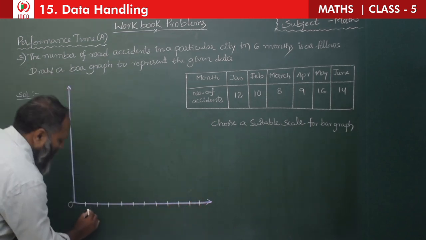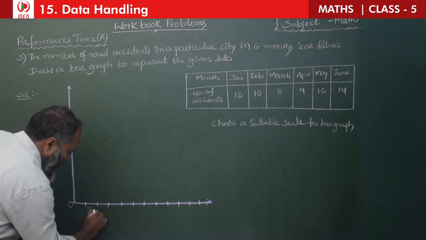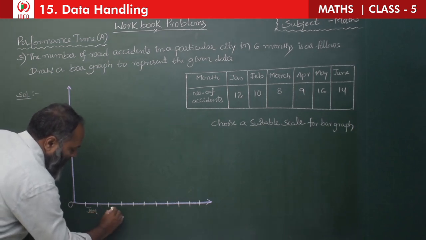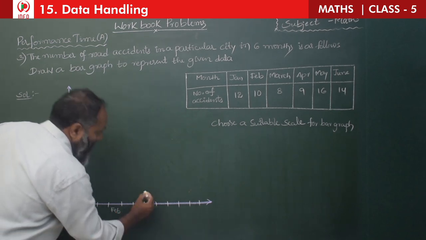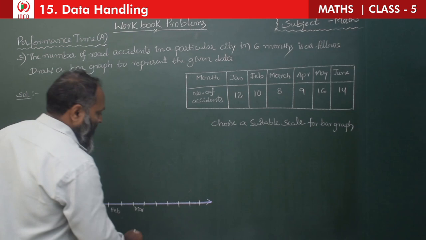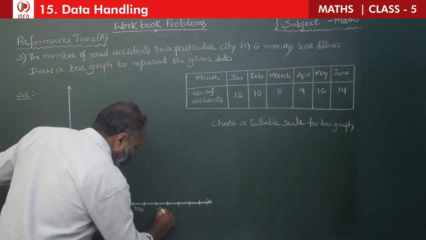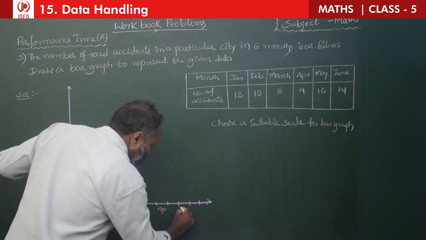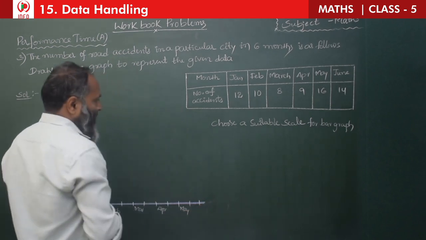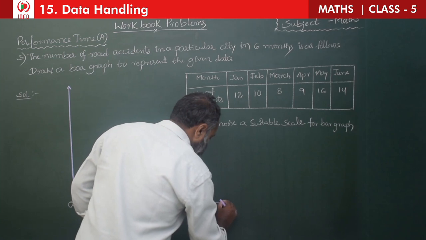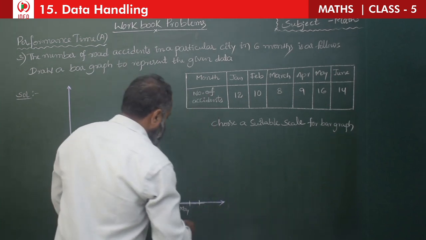First, this is the month of January. Leave 1 centimeter, then here February, then here March, here April, next May, and the last is June.